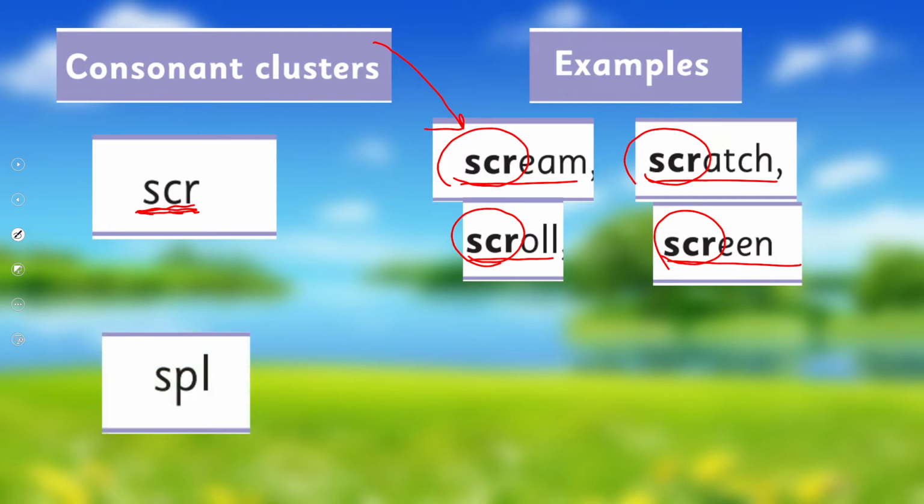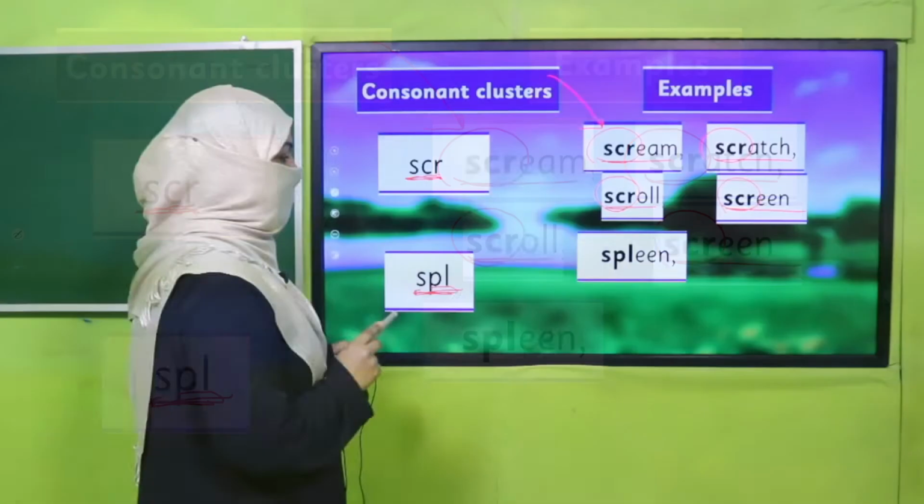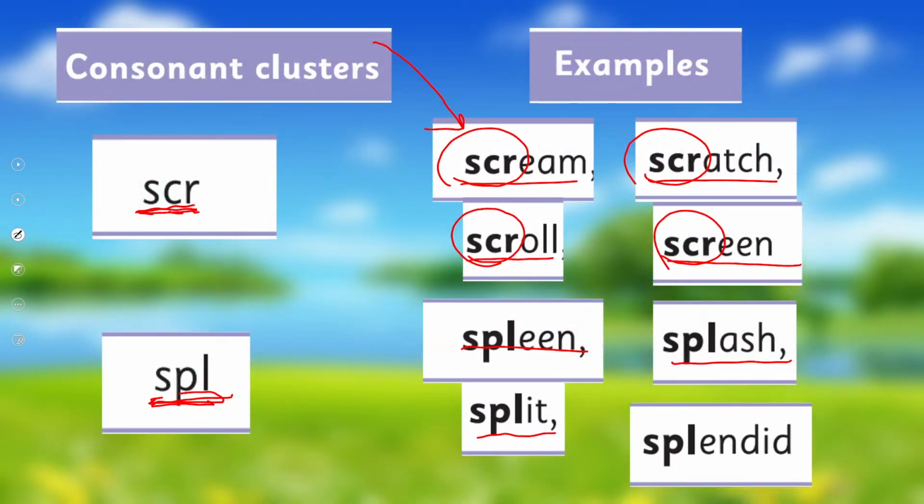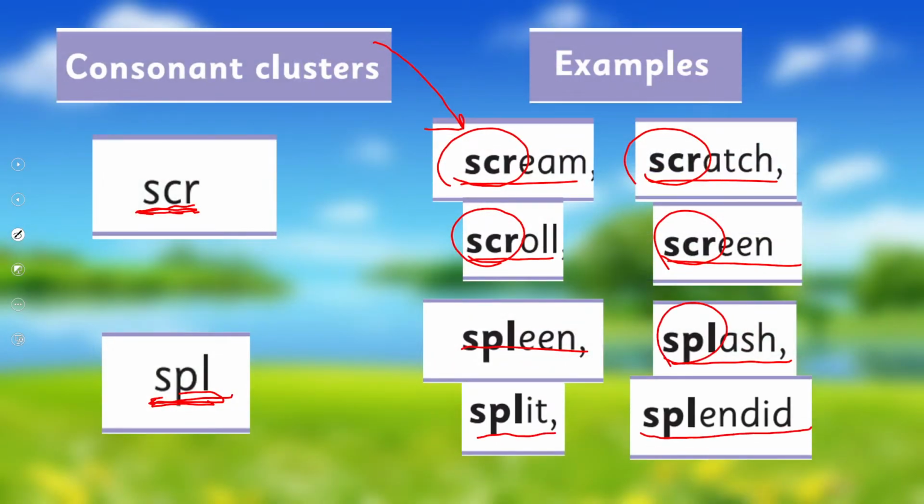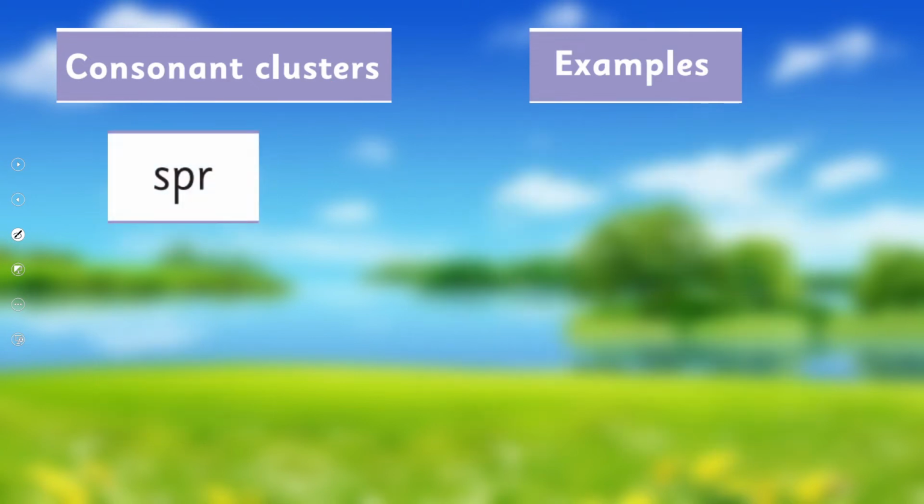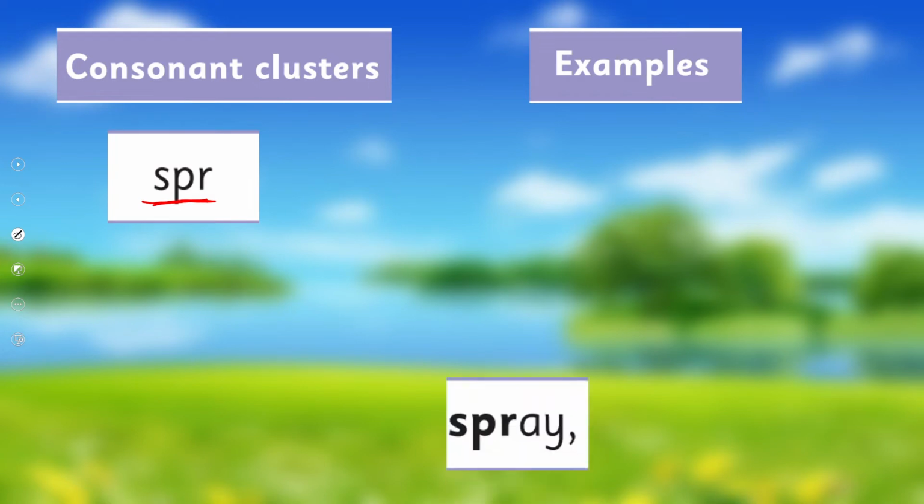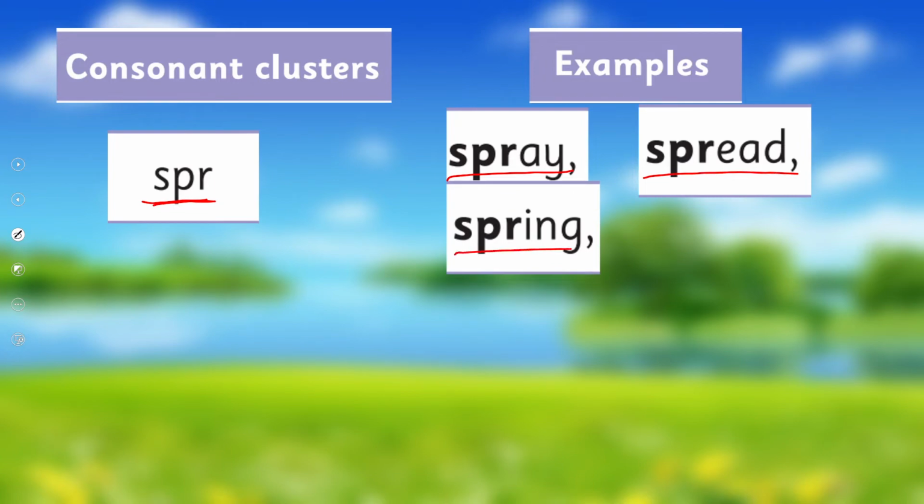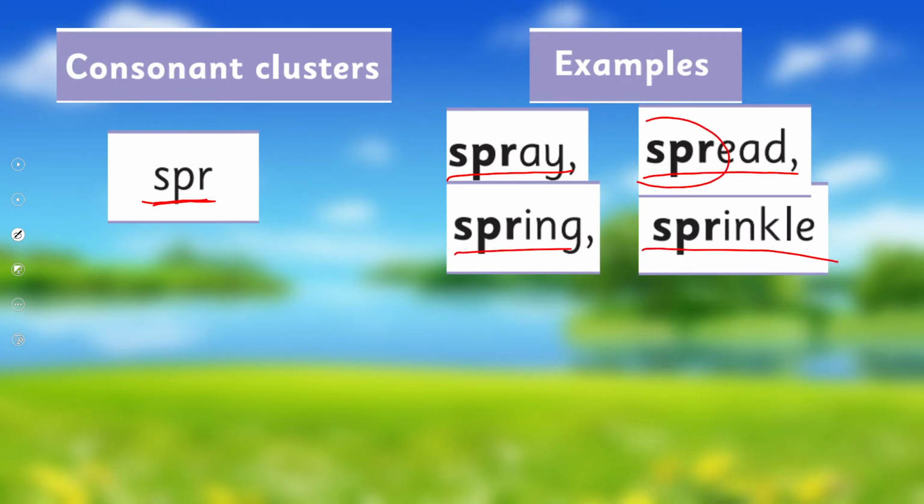The next is spl, spl, spl. Now you have to say spl. Spleen, splash, split, splendid. Okay, now you know these 3 consonants are coming together, so we have to blend their sounds because it's a consonant cluster. The next is spr, spr, spray, spread, spring, and sprinkle. You see, again, the rule is the same. All 3 consonants are there, and we have to blend them to make it a cluster.